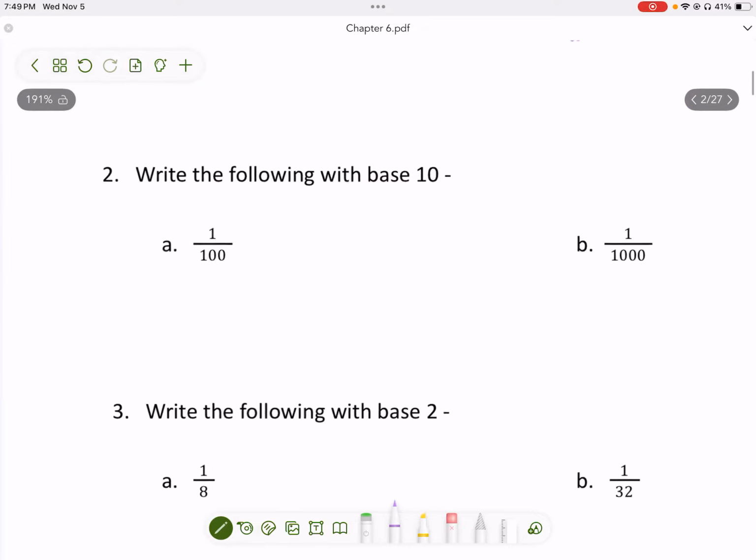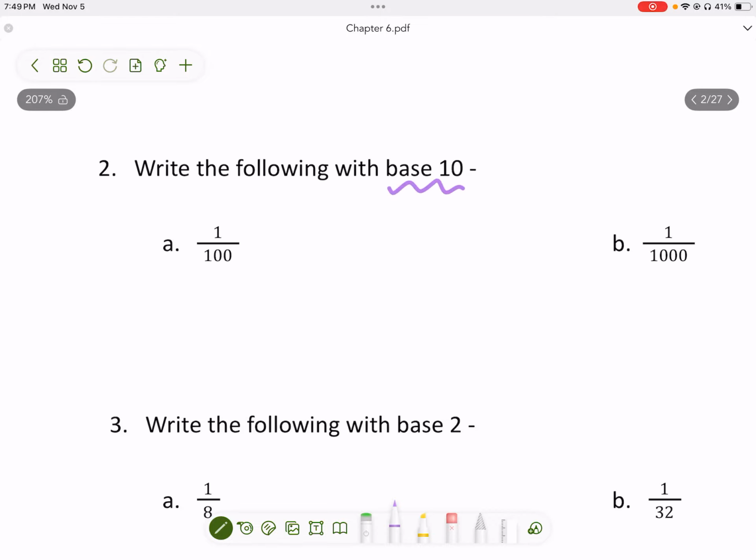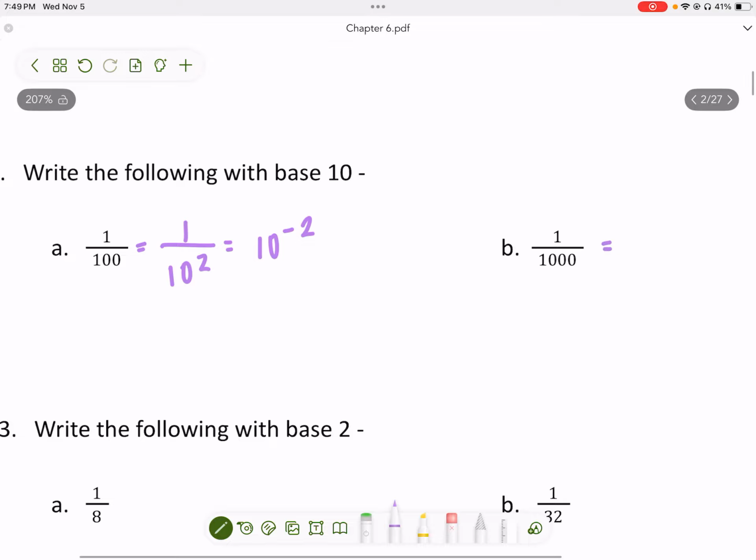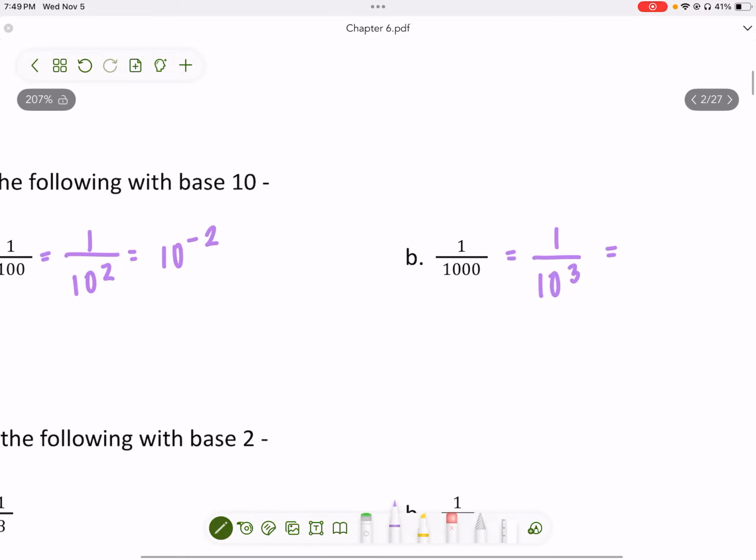Moving on to the next part, we want to write these with a base of 10. That just means we want the exponent's base to be a 10. So here, I might start by writing my denominator with that base of 10. If we want to just write it with a base of 10, we could do 10 to the negative 2, right? Because that would be the same as 10 squared as a denominator. Similar situation here for, I think that's 1,000, that's 3 zeros. We have 10 cubed. But if we want a base of 10 without a fraction, we would make that a power of negative 3.